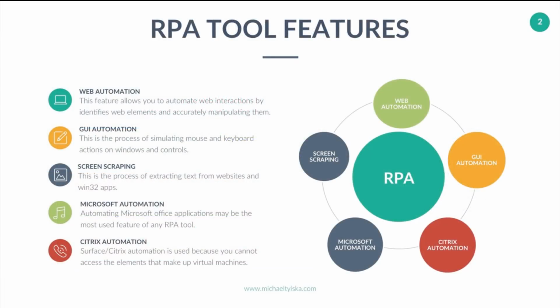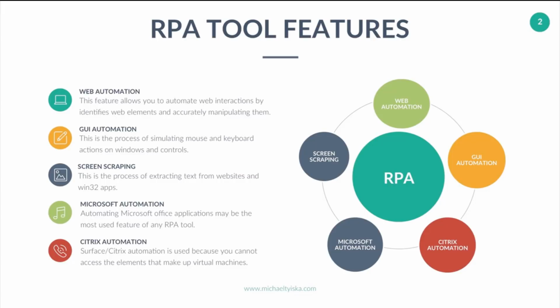Here are some of the most used features that many RPA tools provide. Web automation. For example, this feature allows you to automate web interactions by identifying web elements and accurately manipulating them. GUI automation. This is the process of simulating mouse and keyboard actions on windows and controls. Screen scraping. This is the process of extracting data from websites and Windows 32 apps. Microsoft automation. Automating Microsoft Office applications may be the most used feature within any RPA tool.